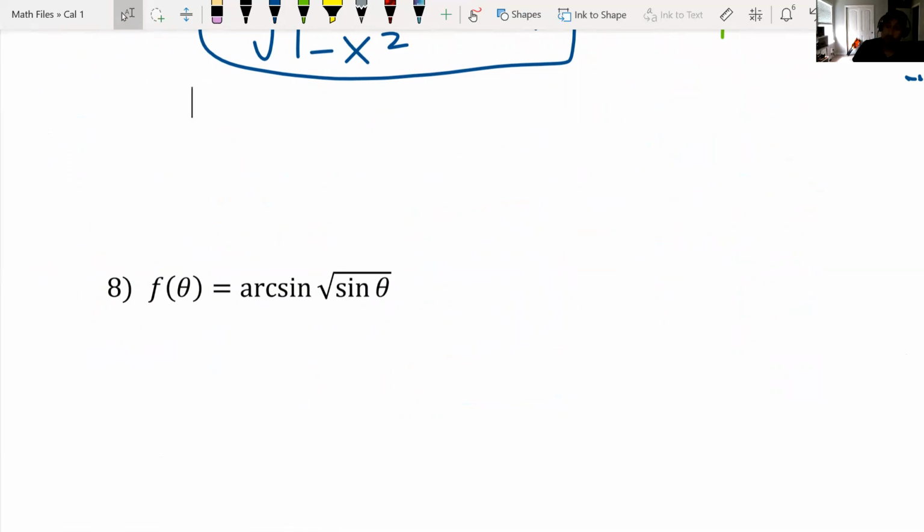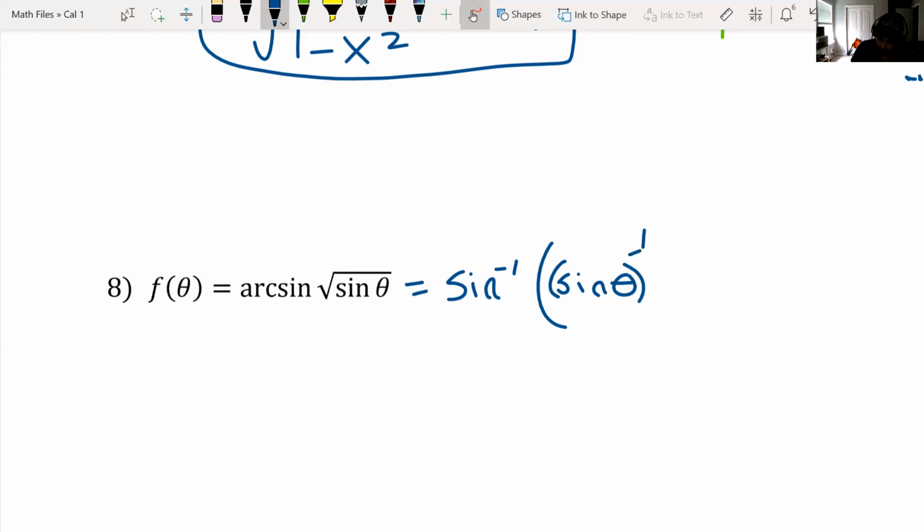Okay, 8, chain rule. So we are going to rewrite this as, remember, arc sine is the same as inverse sine. So I'm going to say inverse sine of sine theta to the 1/2. That's the same. Sine theta to the 1/2. Okay.